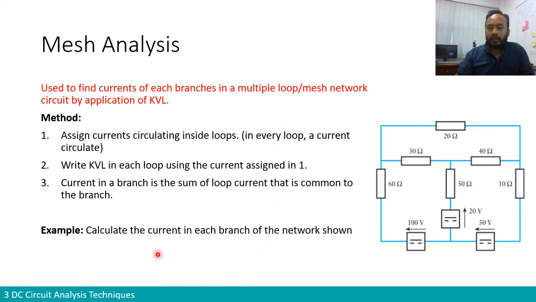So in this example, we're going to treat this example. The example asks us to calculate the current in each branch of the network shown. So we have this network with 3 loops. We have 2 voltage supplies and multiple resistors. The question asks us basically to find the current across each resistance.